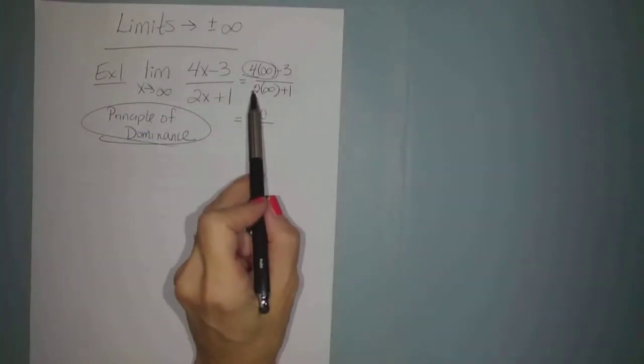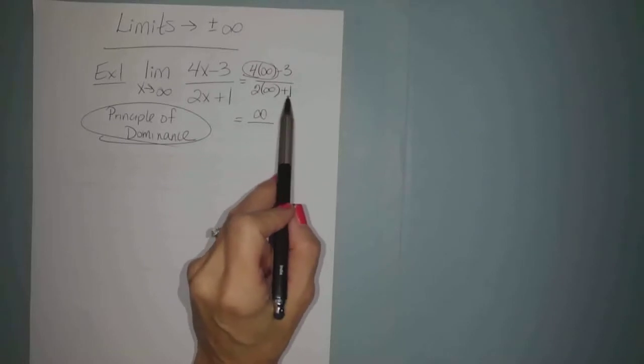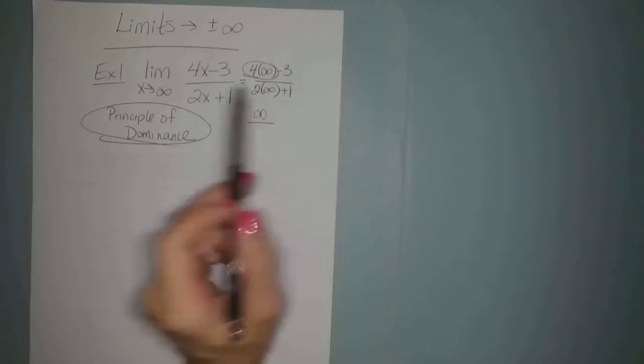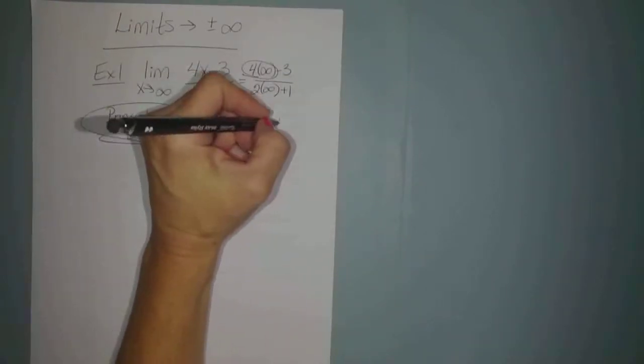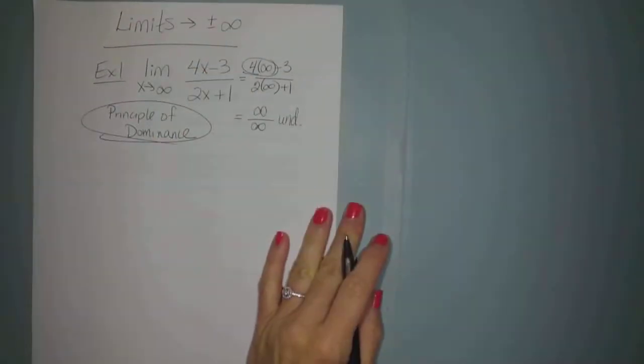On the bottom, same thing. 2 times infinity is infinity. You add 1, that 1 is not having any bearing on this, so we're just going to say infinity. So we have infinity over infinity, which we know from our last video is undefined. It is not 1.